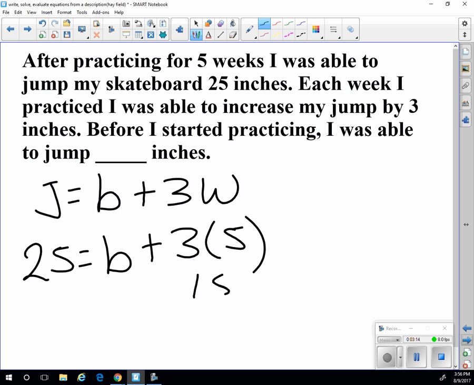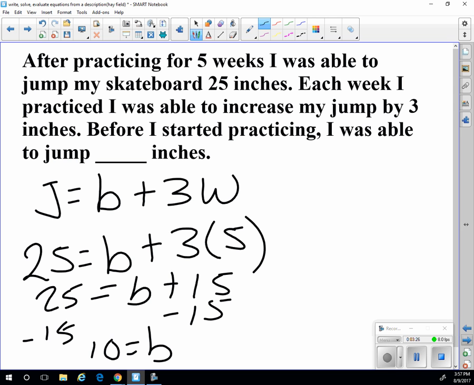3 times 5 is 15. So then we just have to solve for B. Subtract the 15. That gives us 10. So without practice, I could jump 10 inches.